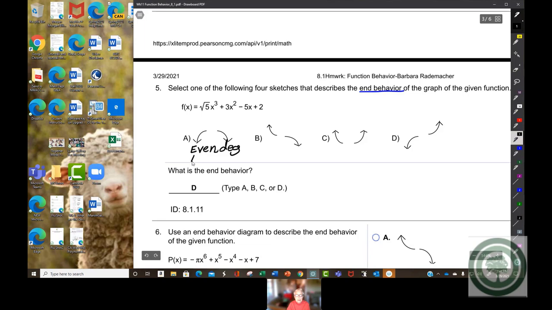And a leading term that's negative. Like the first problem we dealt with.